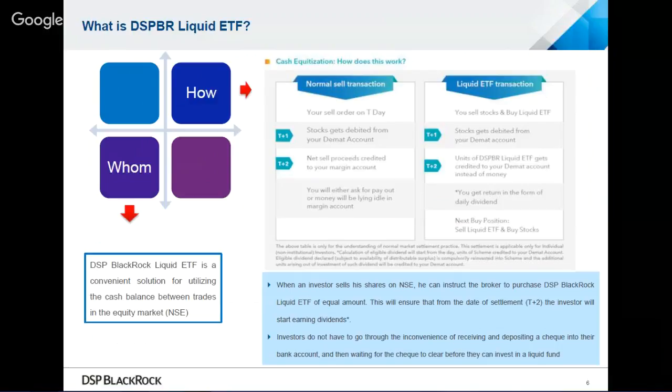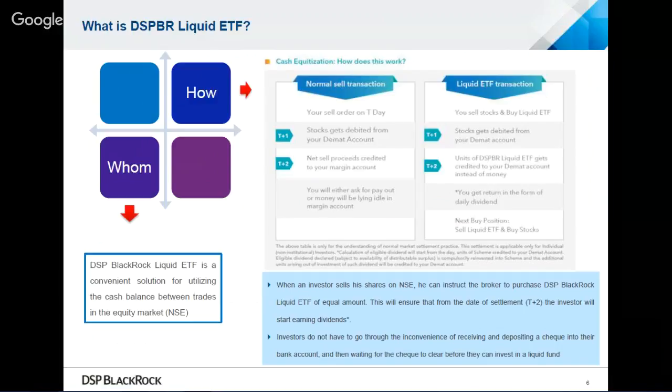Now, this is typically the current scenario, right? Now, using liquid ETF, what you could do is you could manage your money more efficiently. So you will sell ICICI Bank shares today. But what you would do is, instead of waiting for T+2 when the payout is made, or T+3 when the funds get credited to your bank account, you will go and purchase liquid ETF for an equivalent amount.